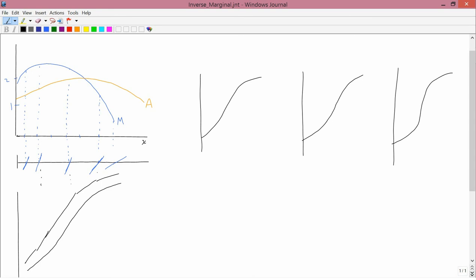What I don't know is where the x-axis is. I do know the shape. So in other words, you can get the shape of f of x just from the marginal. But I don't know where the x-axis is. And there are three interesting possibilities. The first is that the x-axis is here. The second is that the x-axis is here. And the third is that the x-axis is here. We'll investigate those possibilities in the next lesson.